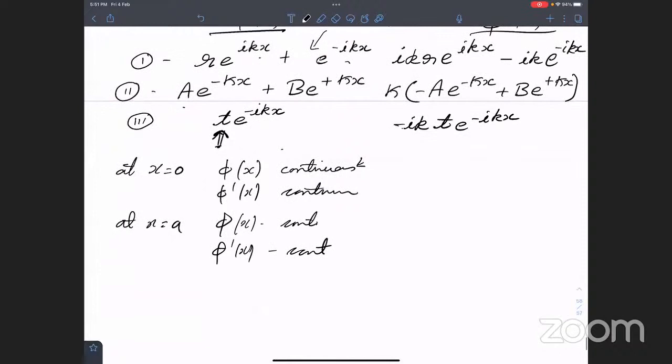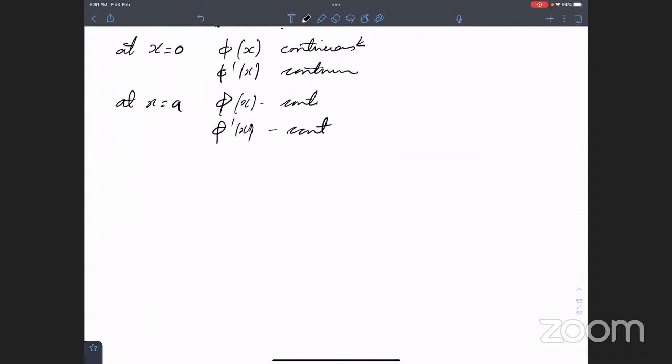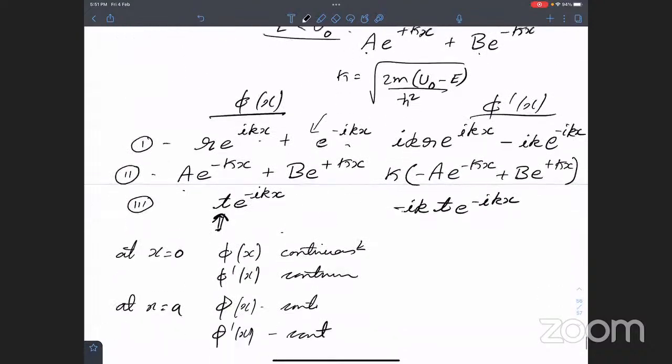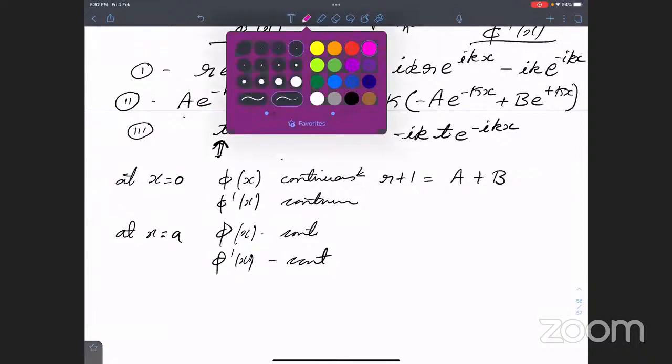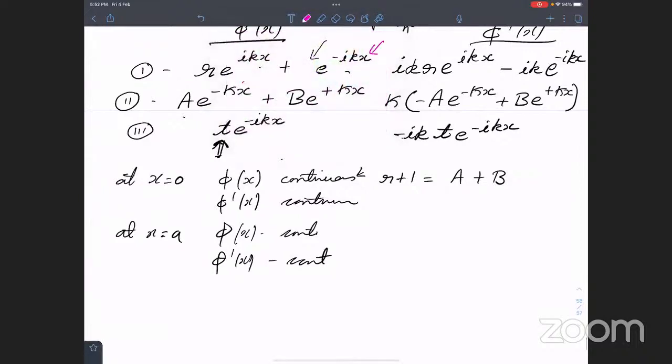So let me write the 4 equations now. I may be wrong in writing the equations, but I just want to give you a hint here. The first equation basically tells me that r plus 1 is equal to a plus b. So basically this equation and this equation at x equal to 0, equate them. I will not do this for this. You got the idea, right?